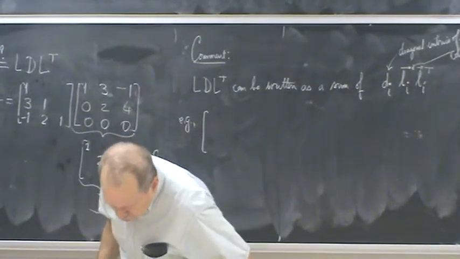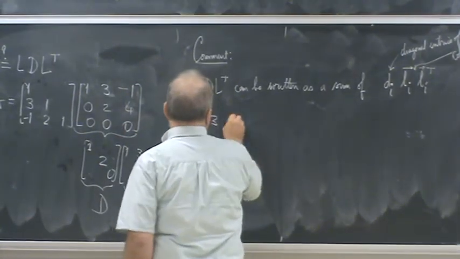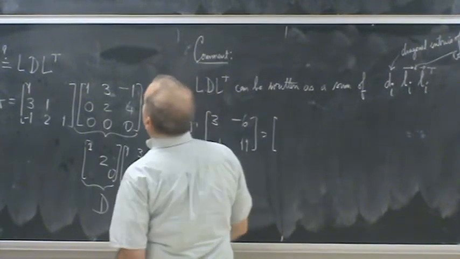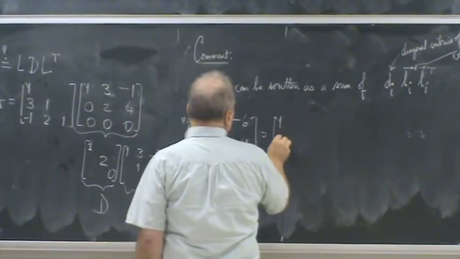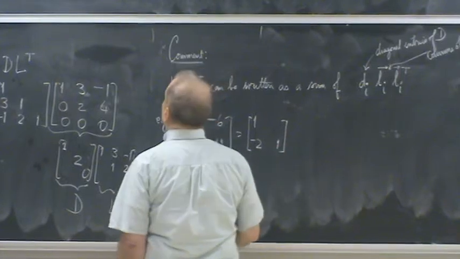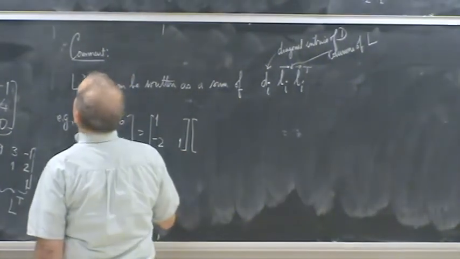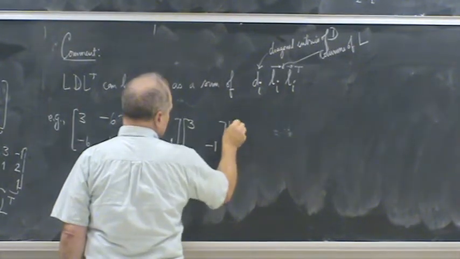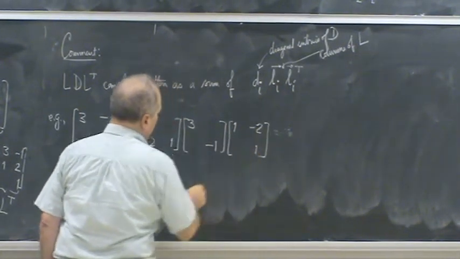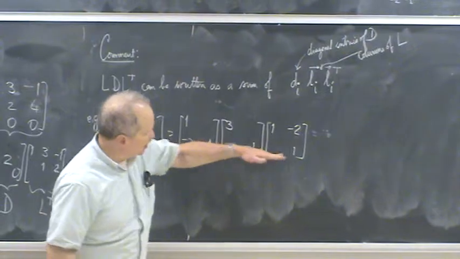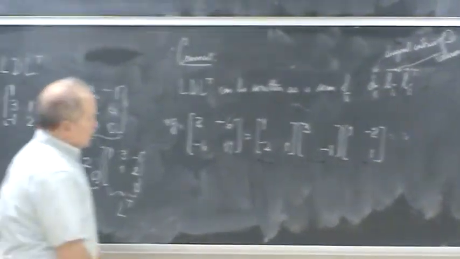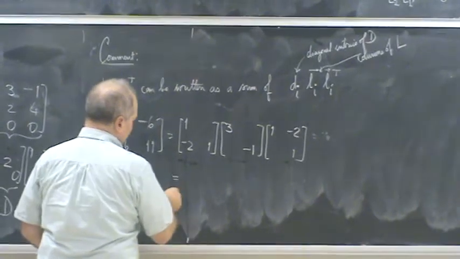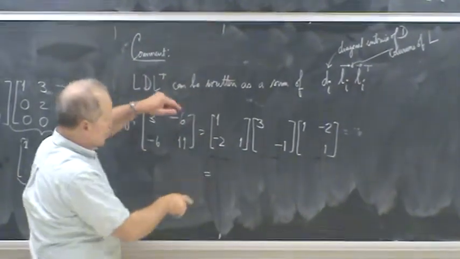3, -6. -6, 11, we said was, L was 1, -2, D was 3, -1, and then L transpose. Okay, there's L, D, L transpose. Now here's what I'm going to claim. And we're going to use fingers and check it.